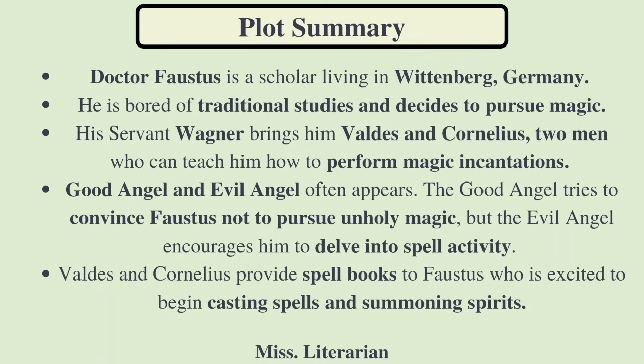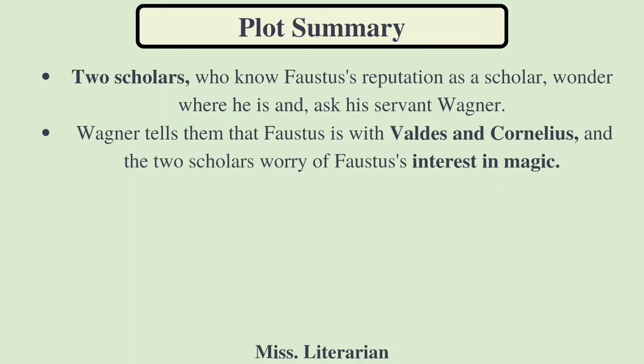The two men, Wagner and Cornelius, give Faustus the spell books, and Faustus is excited to begin casting spells and summoning the spirits. Two other scholars, who know Faustus by his reputation as a scholar, wonder what he is up to and come running to Wagner to ask him. Wagner tells them that Faustus is with Valdes and Cornelius, and the two scholars lament Faustus' interest in magic.